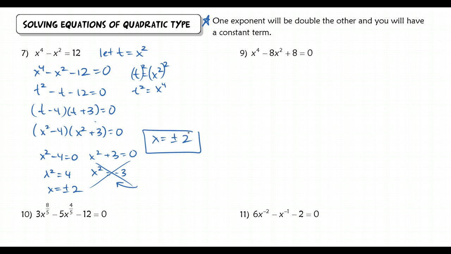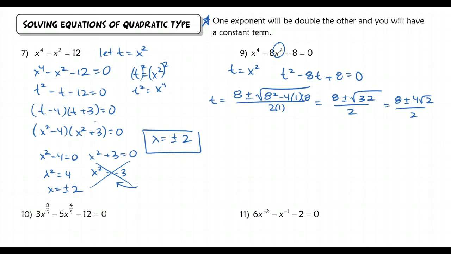Okay, now in number 9, let's let, again, t equal x squared. So we just take the base, basically your middle term here is going to be what you're going to allow t to be. So t equals x squared, and we're going to rewrite this as t squared minus 8t plus 8 equaling 0. So this one's not factorable, so if it's not factorable, let's just use the quadratic formula. So we're going to plug that right into the quadratic formula.